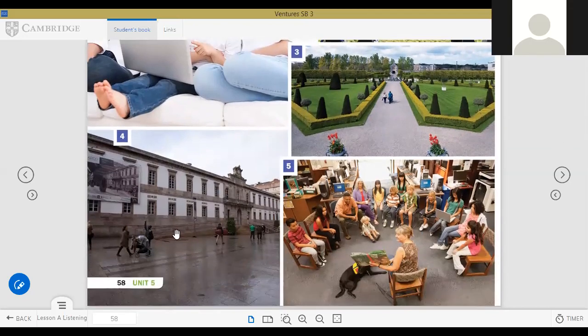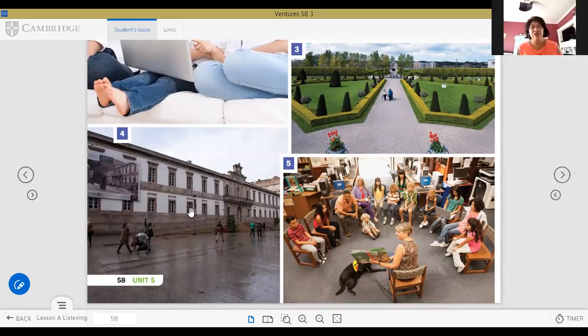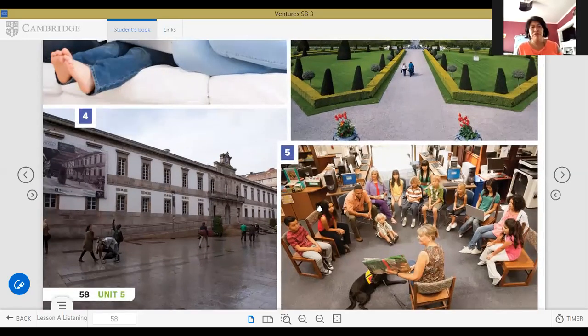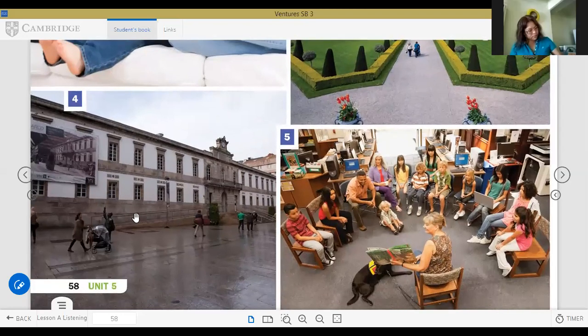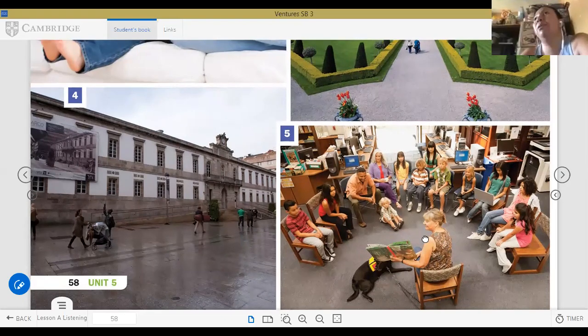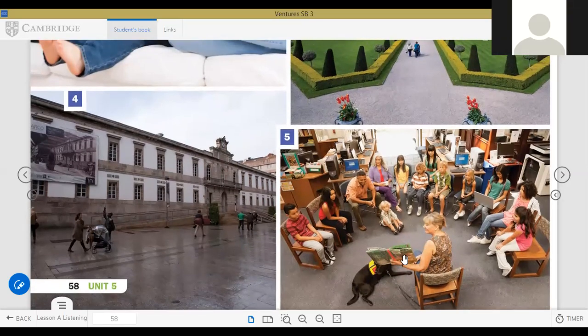And picture number 4, what do we have there? The school. Teacher with the students. No, 4. Picture 4. The one on the left side. The visiting a museum, right? Museum. And picture number 5. In the library. It looks like the library. The woman is reading a story to all the kids, right?